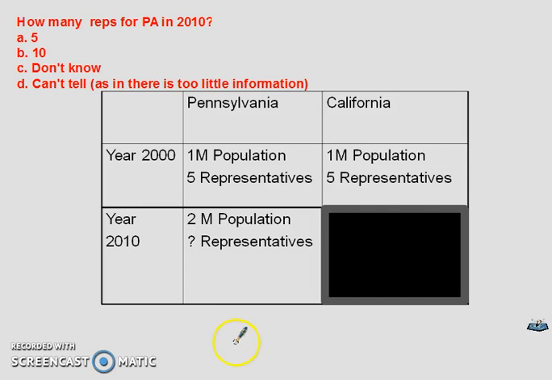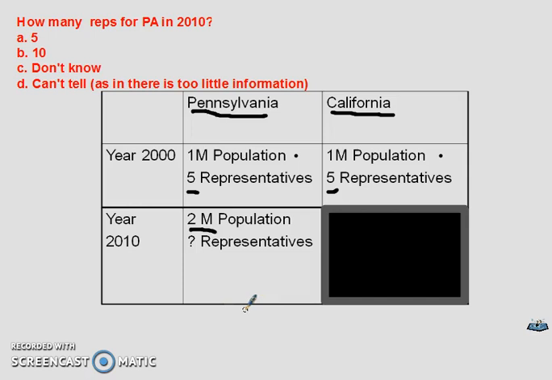And the puzzle can be answered this way. If you were to do this quick little quiz, how many representatives for Pennsylvania in this little 2-state country? This is our country of Pennsylvania. In Pennsylvania, we have 1 million people living in Pennsylvania and 1 million people living in California. And we have 10 members of Congress. So each of them has 50% of the population. Each gets 5 representatives. What happens if by the year 2010 you have 2 million people living in Pennsylvania?